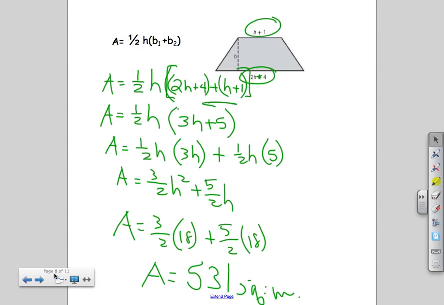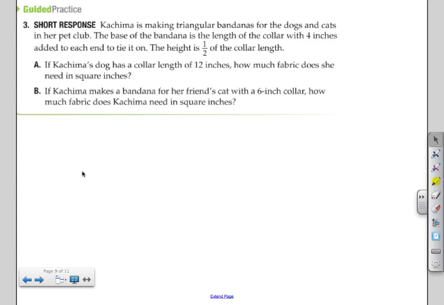Because I think you get to try one of these, you lucky guys. Here it is. We have triangular bandanas for dogs and cats in the pet club. Let's read through this together. I'm going to let you figure out how to work it out, but I'll read it with you. The base of the bandana is the length of the collar with 4 inches added to each tie on it. The height is half of the collar length. Okay, so if Kachima's dog collar has a collar length of 12 inches, how much fabric does she need in square inches? All right, so you have a triangle.